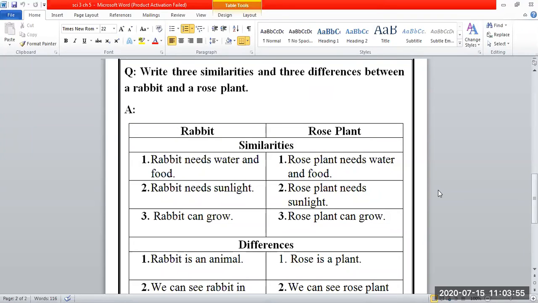Miss, I have done my 5 chapters. You have done this question as well, the brainstorm? Yes. So you can recheck it. Okay, you can tell us what you have written in the similarities between a rose plant and a rabbit. Imtishal, tell us the first similarity you have written on your copy between a rabbit and a rose plant. I have done my 5 chapters on copy. But this is a question of chapter 5, Imtishal.